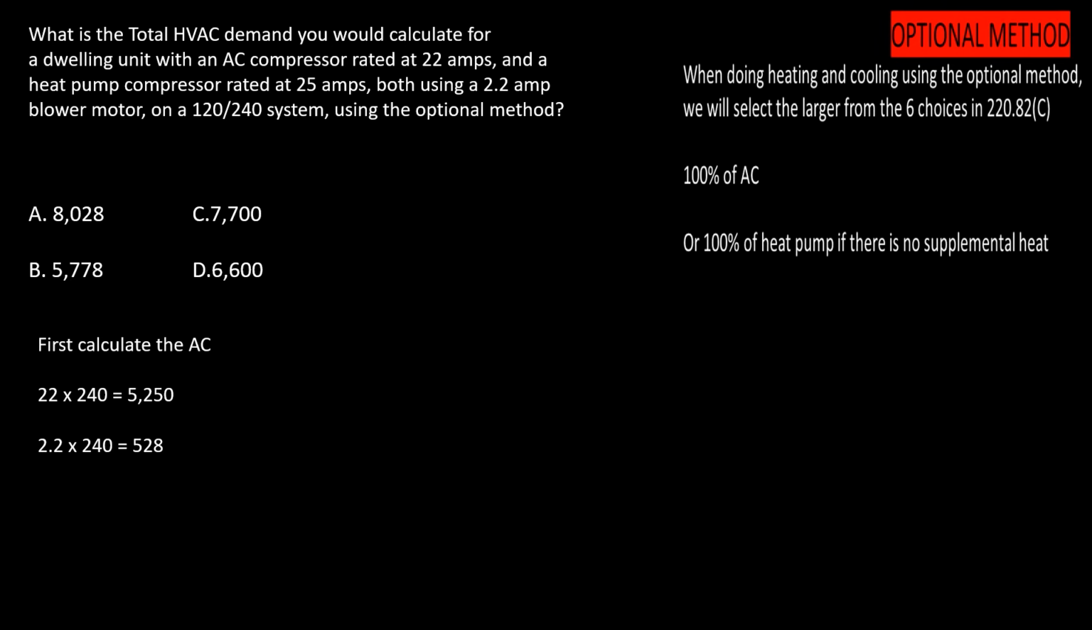Now we're going to multiply out the blower motor. So it's 2.2 multiplied by 240. That's going to give us 528. Now we just add those two together, and that is going to give us our total AC load.